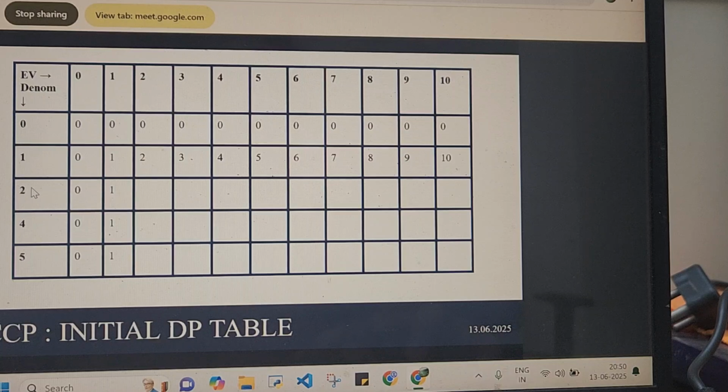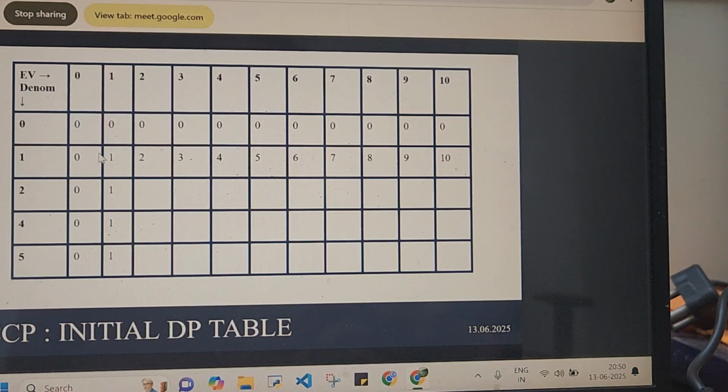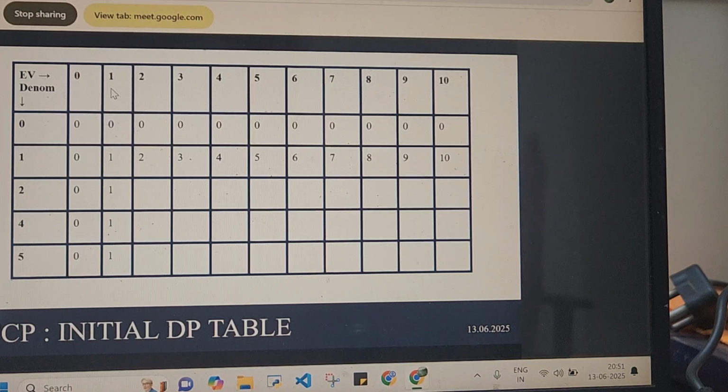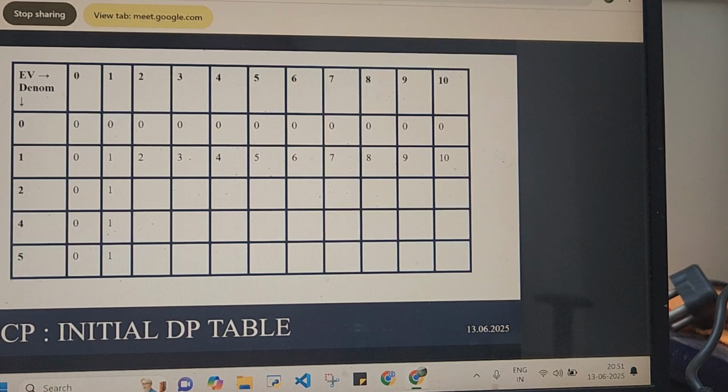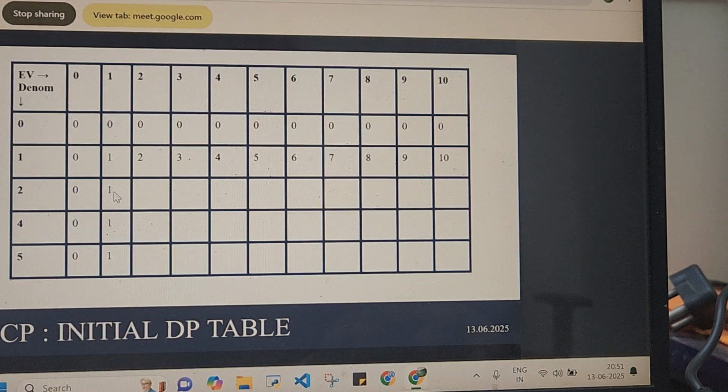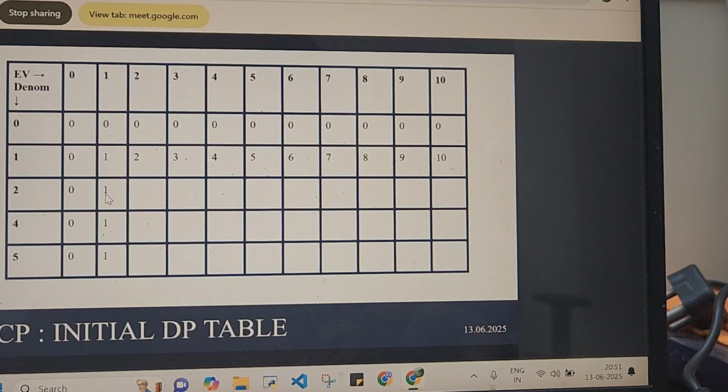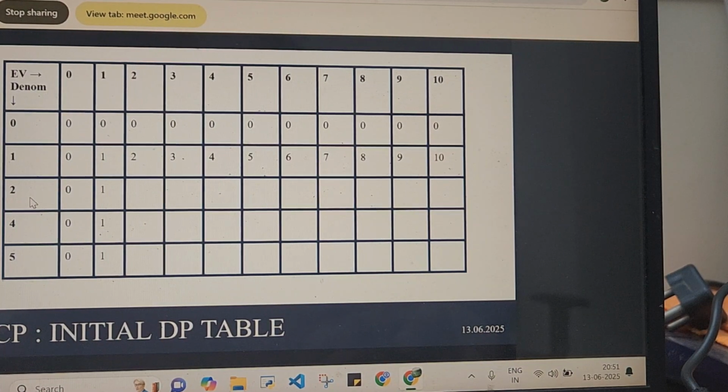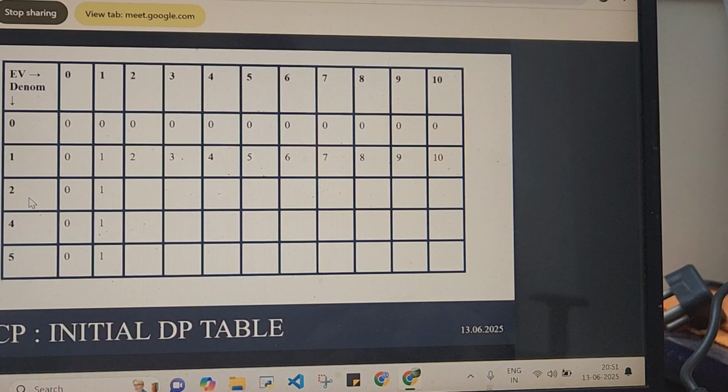So whenever your denomination becomes greater than your exchange value, you're obviously not going to be using that denomination, because as we saw in the constraints, the total amount should be less than equal to the exchange value. So let's say I come to this cell dp of 2 of 1, row 2, column 1. Now my exchange value, or the amount of money I need to pay, is rupees 1. The coins I am allowed to use are rupees 1 and rupees 2. Now 2 is greater than 1, so obviously I am not going to be using a 2 rupee coin.